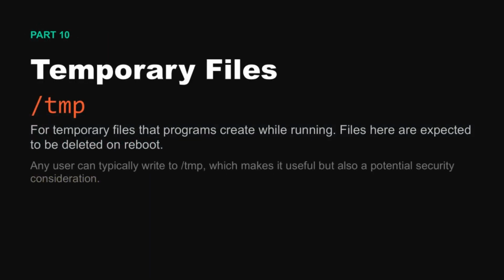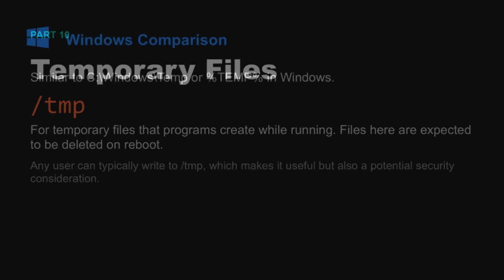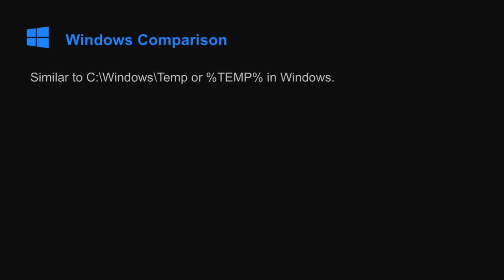The /tmp directory is for temporary files that programs create while they're running. Files here are expected to be deleted on reboot, though the exact behavior depends on system configuration. Now, any user can typically write to /tmp, which makes it useful but also a potential security consideration. The Windows comparison is similar to C:\Windows\Temp or the %TEMP% folder in Windows.